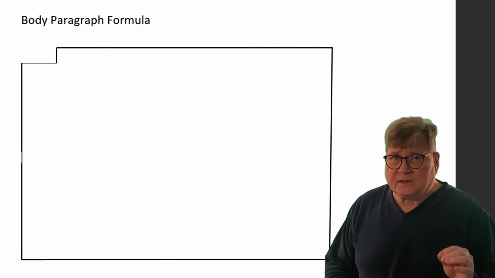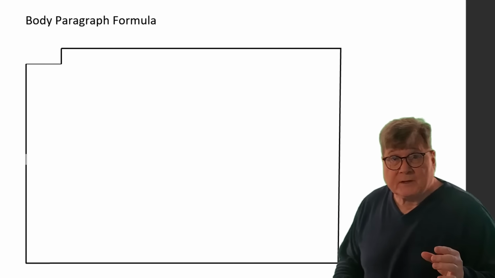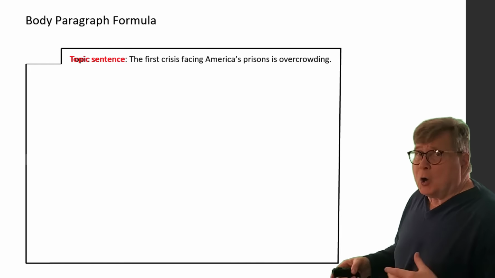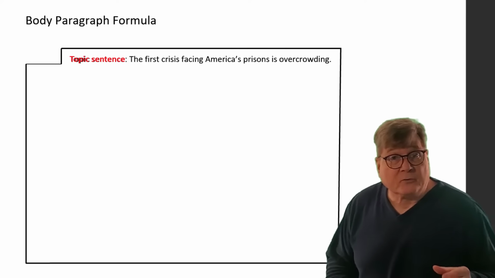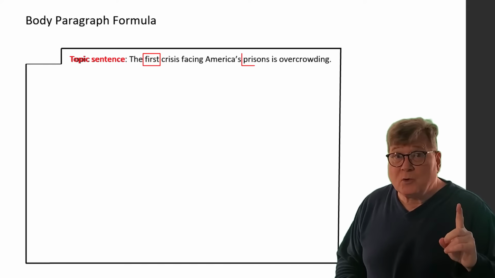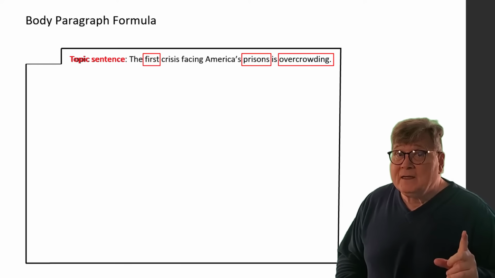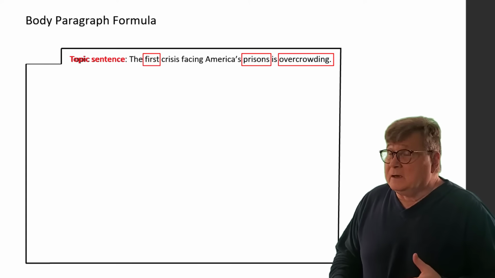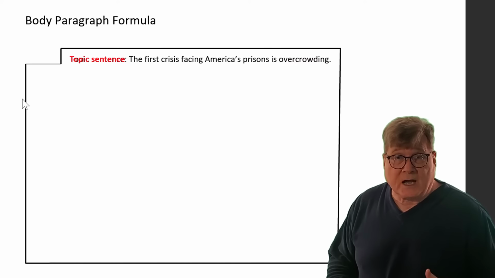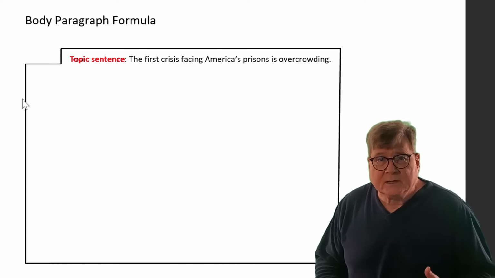Based on our thesis, the initial topic sentence would be something like, the first crisis facing America's prisons is overcrowding. So note the transition word, first. Notice the repetition of the key words from the thesis. And then we're ready for the next step, which is the explain or elaborate stage on the topic. We're going to do that in 1 to 2 sentences.